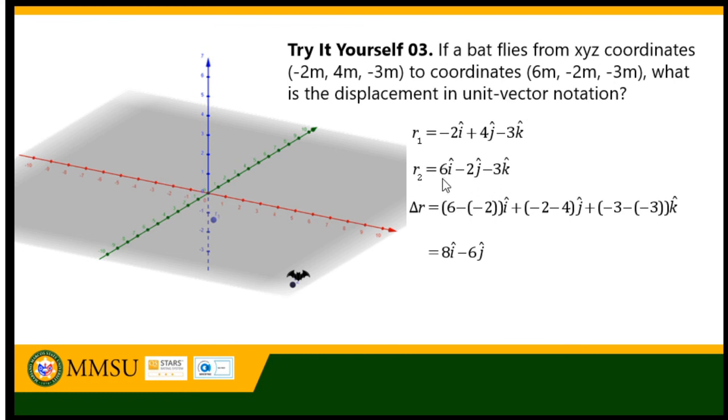That is 6 minus negative 2 for the x component, which is 8 i hat, negative 2 minus 4 for the y component, that is negative 6 j hat, negative 3 minus negative 3 for the z component, which is 0. So the bat moves 8 units to the right or to the x-axis and 6 units backward or to the negative y-axis. So the displacement of the bat in unit vector notation is 8 i hat minus 6 j hat.